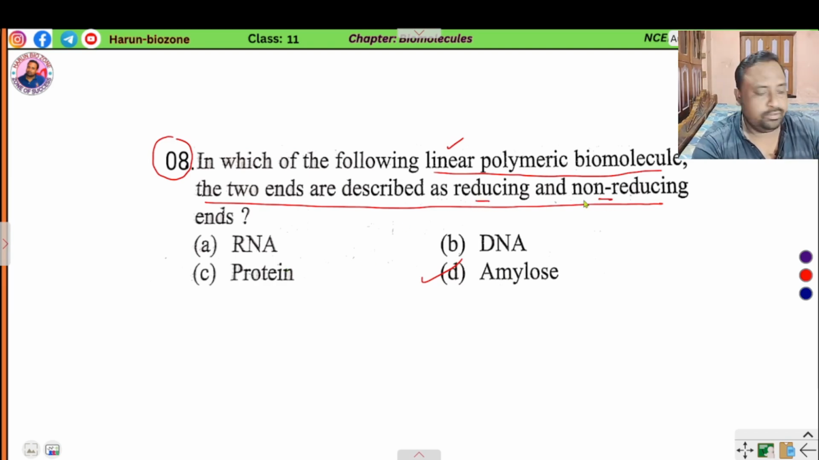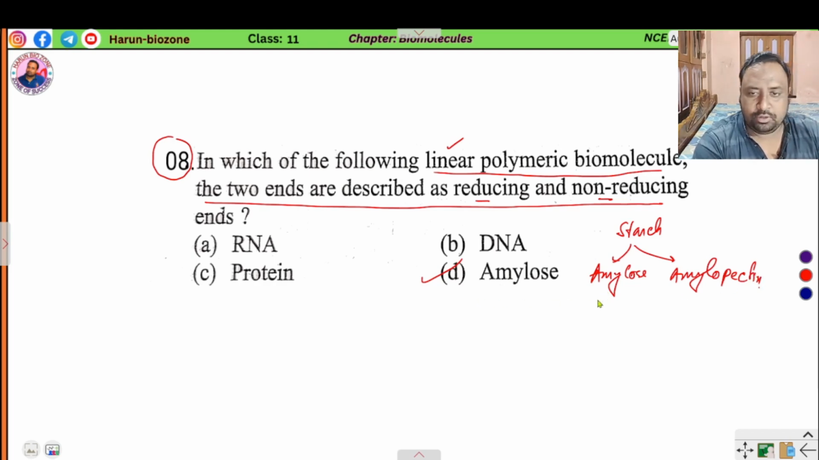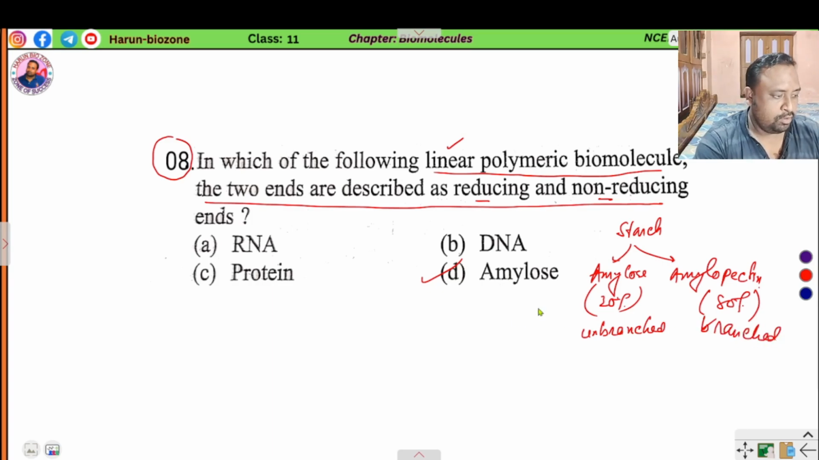What is the meaning of reducing and non-reducing? Starch is divided into two types, amylose and amylopectin. Amylose is 20% of total starch and amylopectin is 80%. Amylose is an unbranched long chain of sugar, while amylopectin is branched. Amylose is a polymerization of a large number of monosaccharides linearly joined by glycosidic bonds. Linear means unbranched.